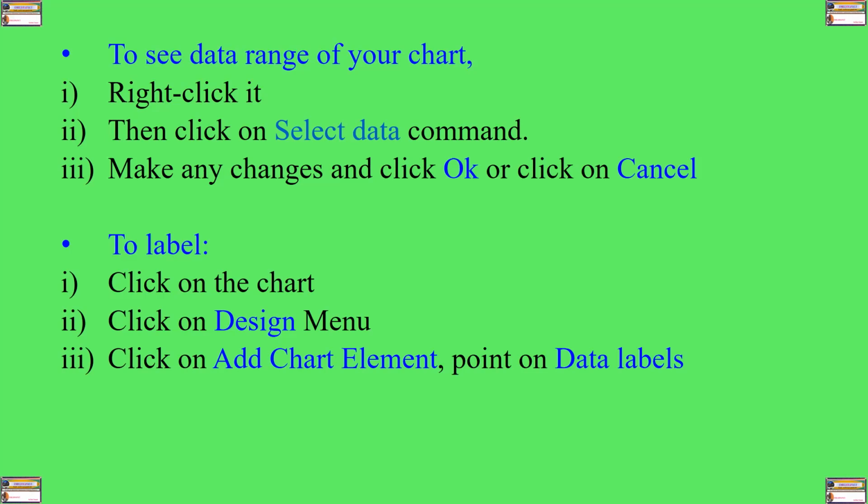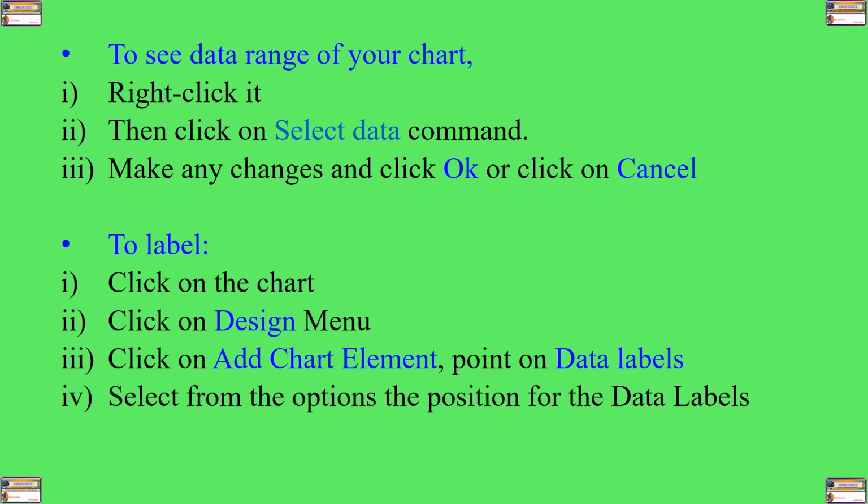I repeat, to label, click on the chart. Number 2, click on Design menu. Number 3, click on Add Chart Element. Point on Data Labels. Then select from the options the position for the data labels.